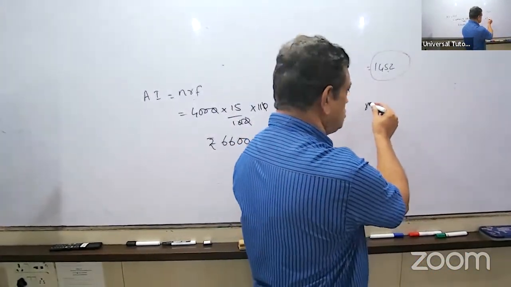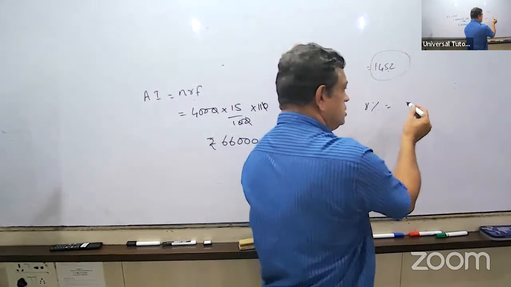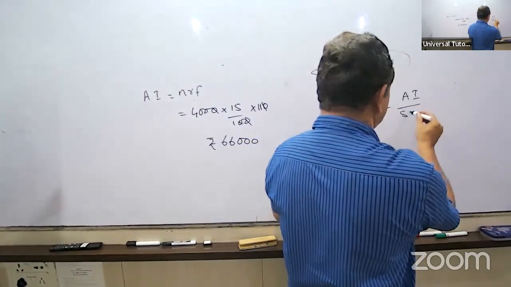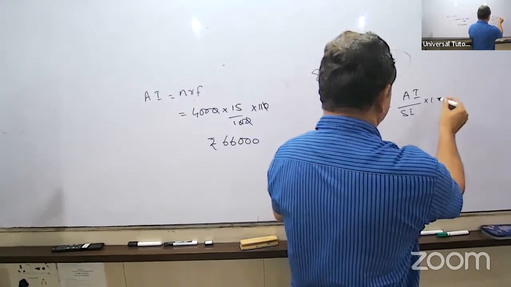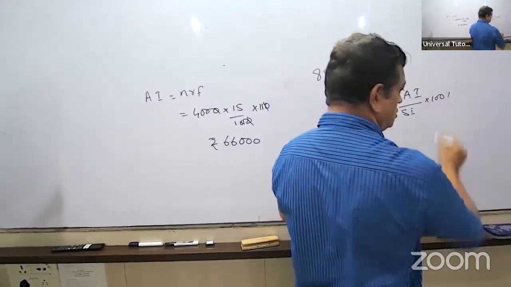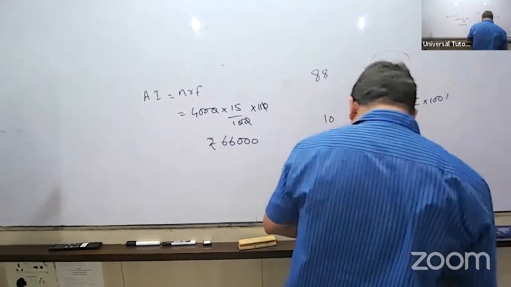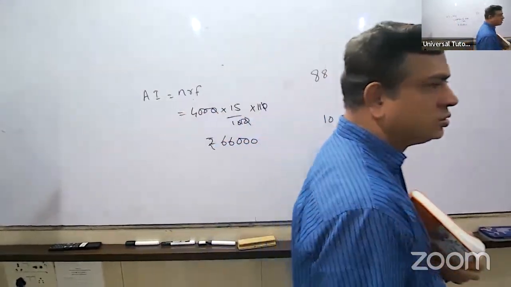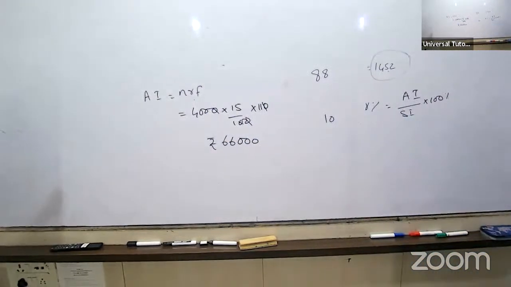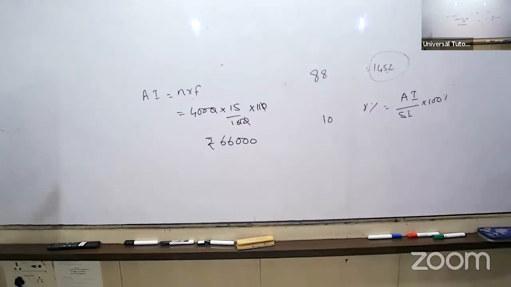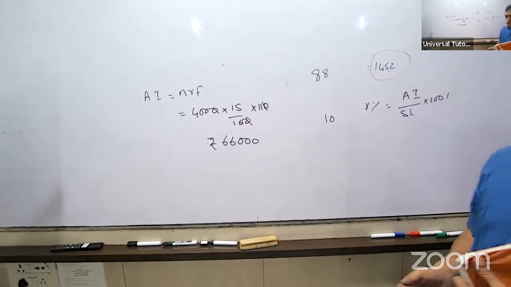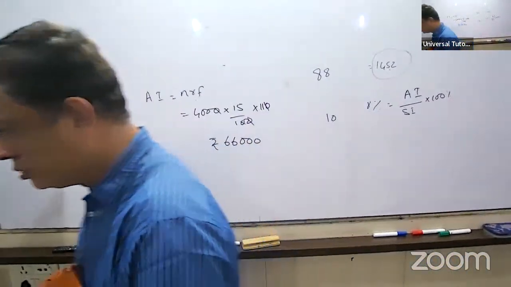Return percent is equal to annual income divided by sum invested into 100%. Yes or no? And from here you got the sum invested. How much is the sum invested you got? Rate of dividend percentage is 80%. The formula which I do, that also you can do directly. You got the answer, the third one?